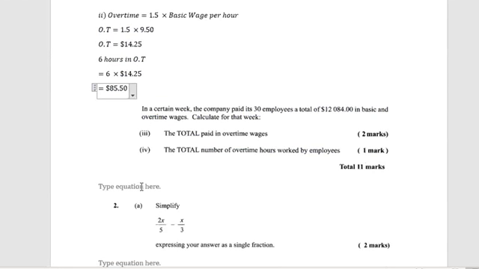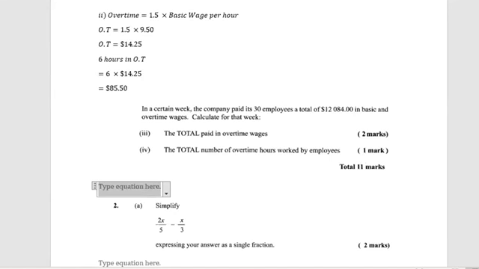So then the question went on to say, in a certain week, the company paid its 30 employees a total of $12,084 in basic and overtime wages. Calculate for that week the total paid in overtime wages. So it is saying in a given week, they had paid 30 employees, and for the 30 employees they paid a total of $12,084 in basic and overtime wages. So calculate for that week the total paid in overtime wages.